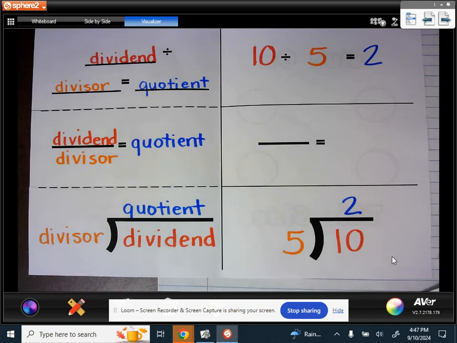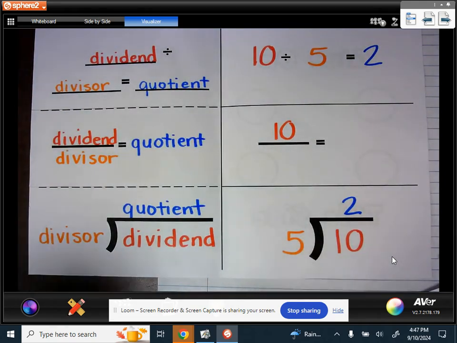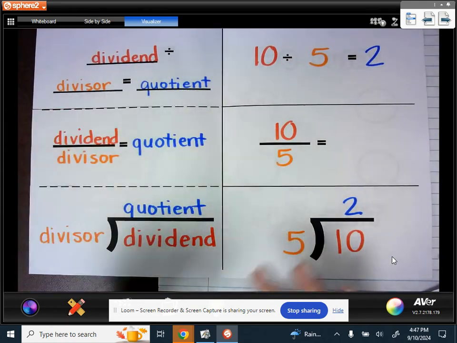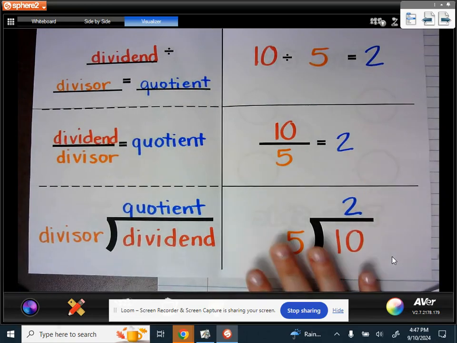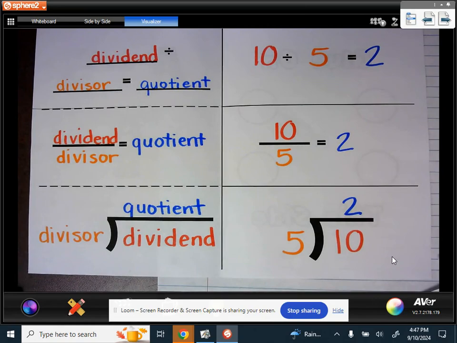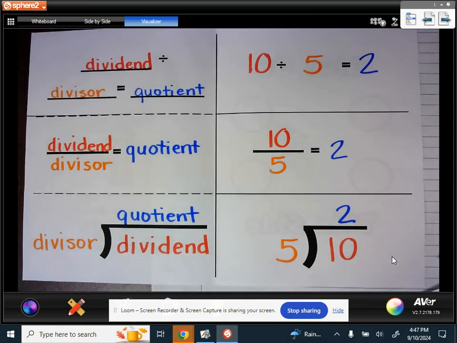And so going back to our examples here, this would be the 10 divided by the 5 would equal 2. So these are all the same problem. They're just written 3 different ways. And on STAR, they want you to be able to recognize 2 problems that are the same or are not the same.